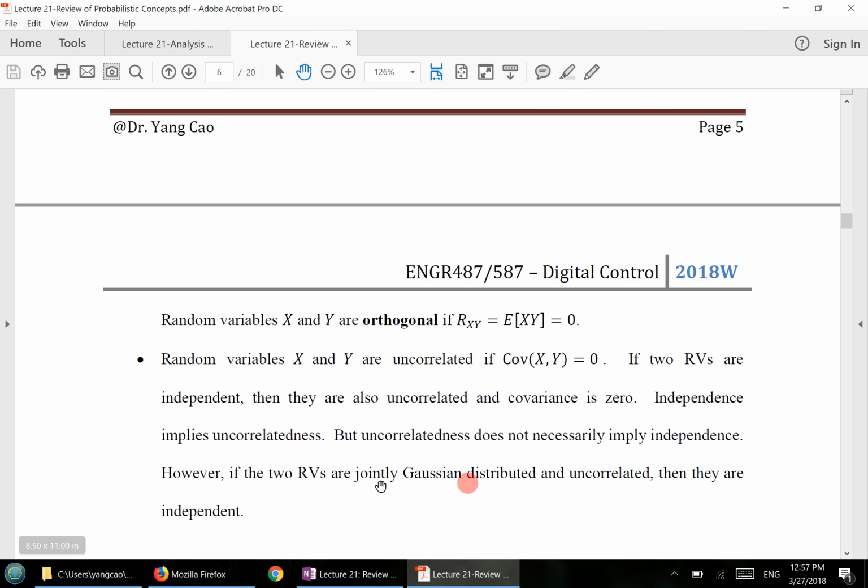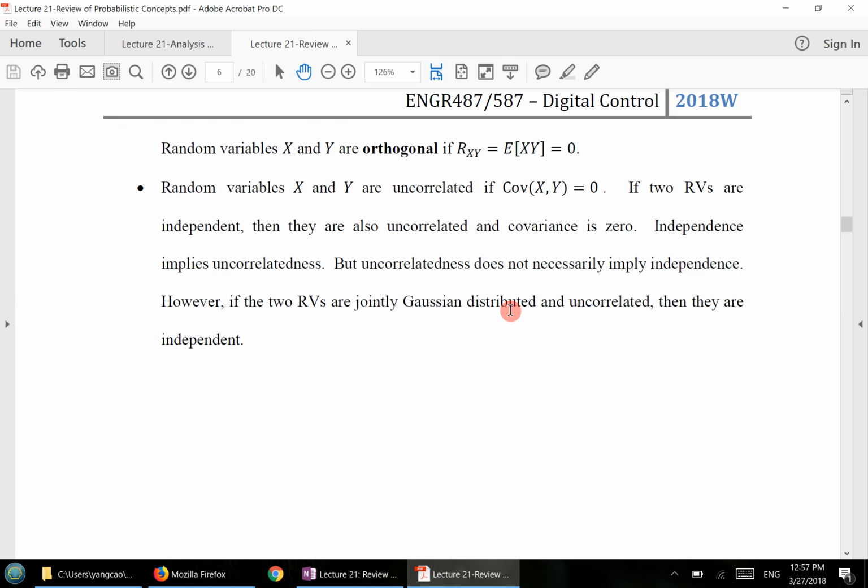Unless there's one last thing: if the two random variables are jointly Gaussian distributed, and they are uncorrelated, then they are basically independent. So if they are both Gaussian noise, and this term is 0, then they are independent. That's something that we're going to come back to a little bit in terms of our system here.